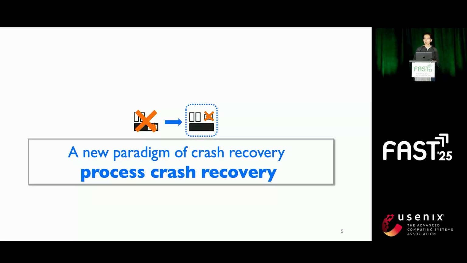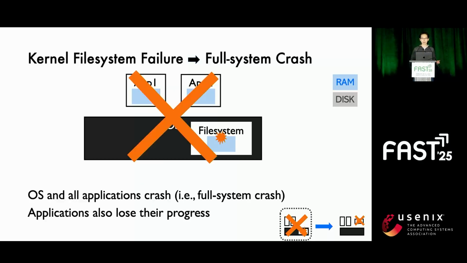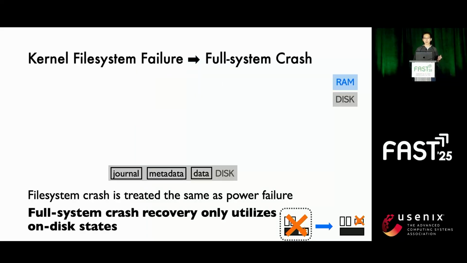File system microkernels also offer a great opportunity for a new paradigm of crash recovery, process crash recovery, because a file system process crash differs much from the classic full system crash. When the kernel file system fails, it leads to a full system crash. The OS and all the applications crash. Applications lose their progress. So the file system crash is treated the same as power failure. In full system crash recovery, only the on-disk states are used.